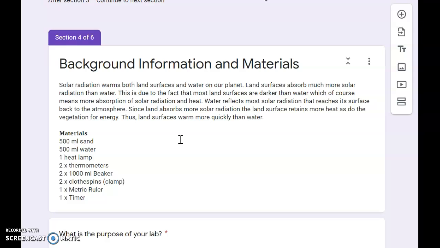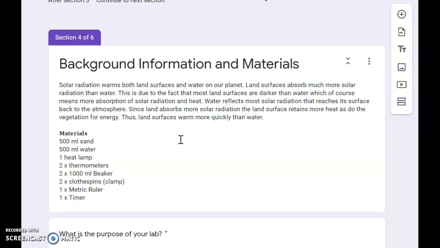Solar radiation warms both land surfaces and water on our planet. Land surfaces absorb much more solar radiation than water. This is due to the fact that most land surfaces are darker than water, which of course means more absorption of solar radiation and heat. Water reflects most solar radiation that reaches its surfaces back to the atmosphere. Since land absorbs more solar radiation, the land surface retains more heat, as do the vegetation for energy. Thus, land surfaces warm more quickly than water.